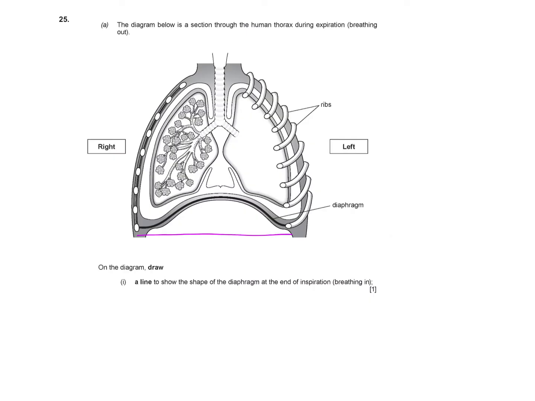Bit of an odd question here, but it was kind of asking you what would happen to the diaphragm when you breathe in. So this is when your diaphragm is when you're about to breathe out. So when you breathe in, your diaphragm contracts and moves down to create more area for the air to rush in. So all you had to do was kind of draw a line there to show that it contracts and flattens out.